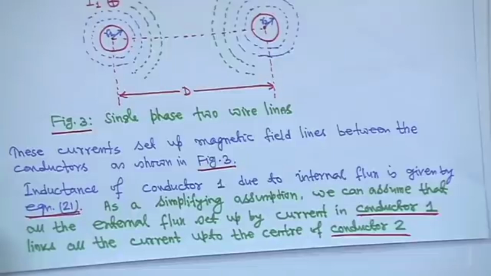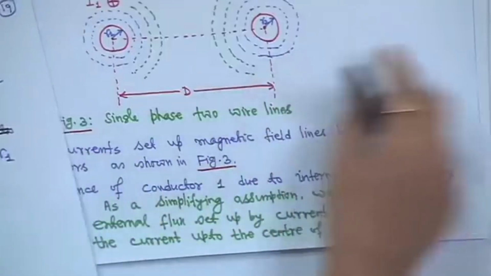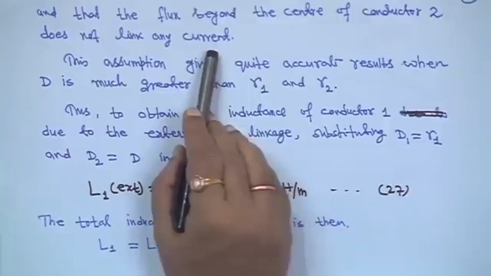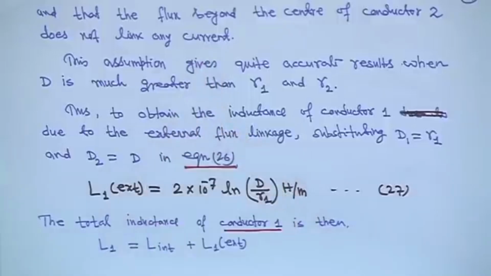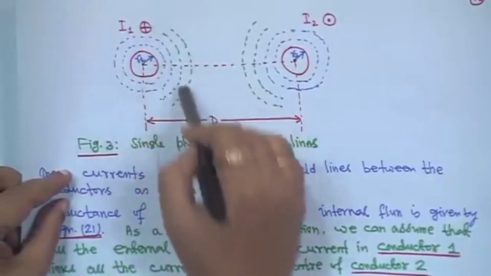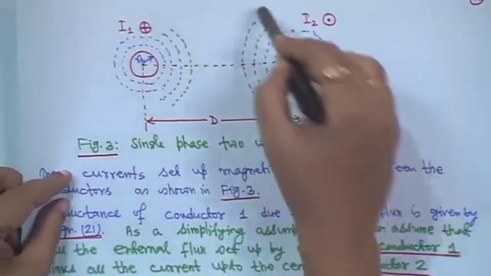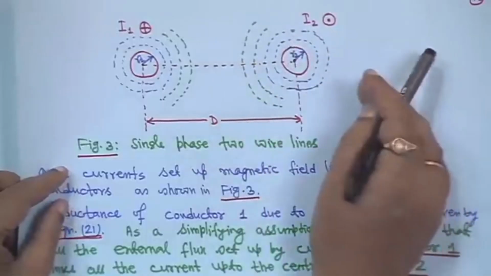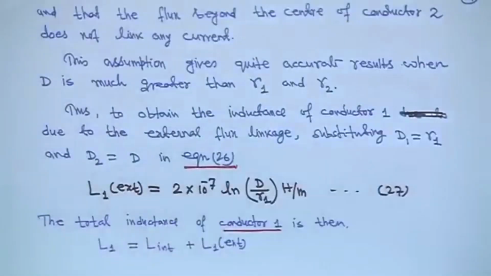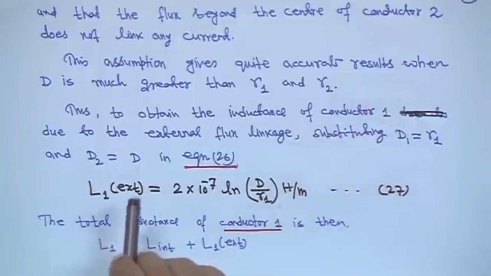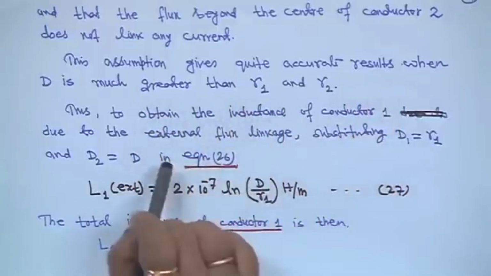Similarly, the flux beyond the center of conductor 2 does not link any current. This is our assumption. Whatever external flux conductor 1 carrying current I sets up, we assume it links only up to the center of the second conductor, not beyond that. This assumption gives quite accurate results when D is much greater than R1 and R2.